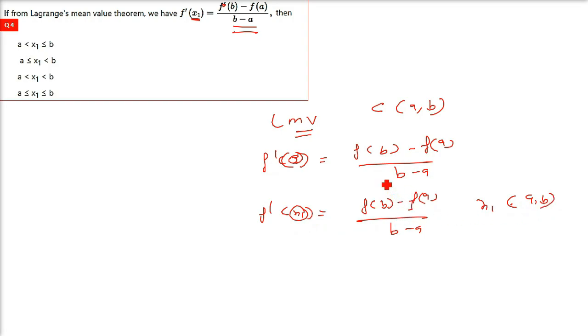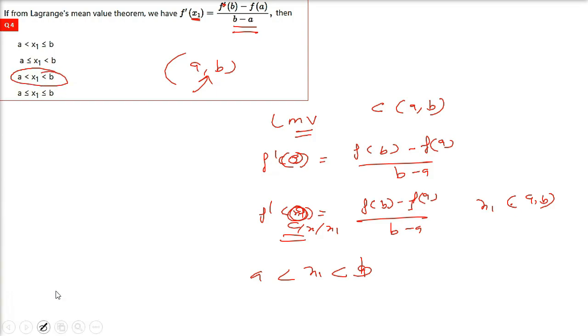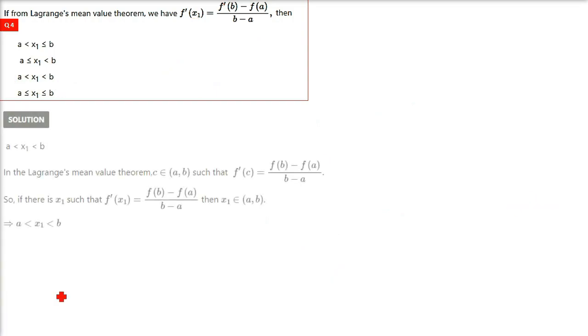That's what LMV is. When you have f dash c or x or x1 equal to fb minus fa by b minus a, this c or x1 has to lie between a and b. A and b not inclusive. Please remember, a and b are not inclusive in LMV, but in Rolle's they are included. So I will just show you how we have gone about it.